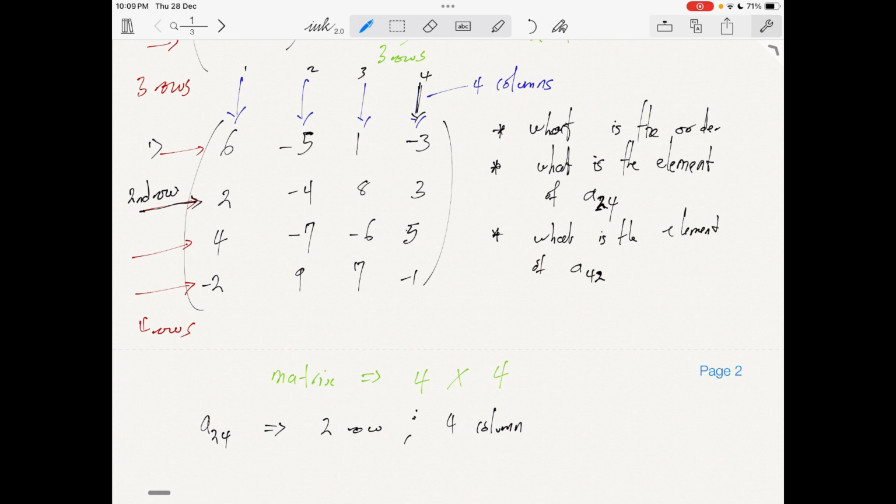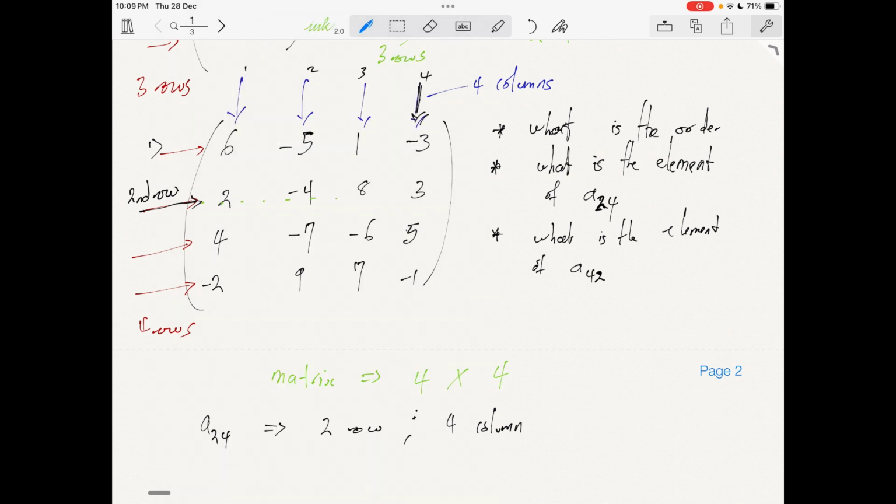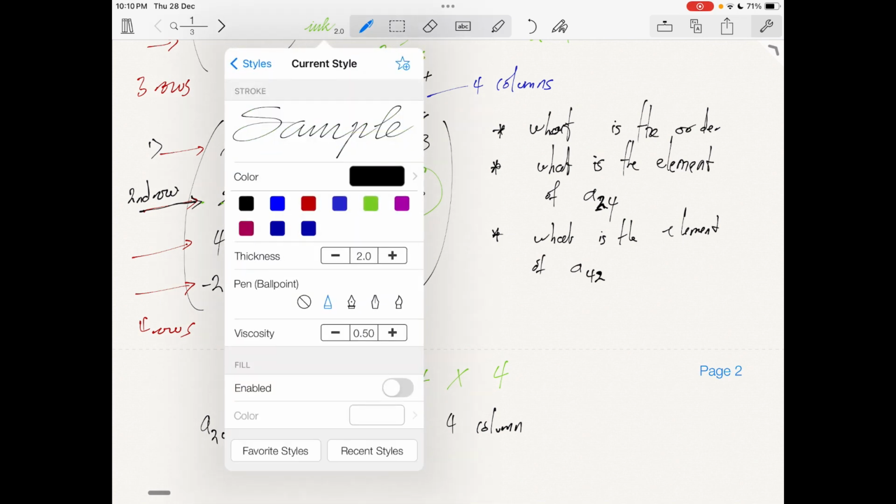Okay, so where these two values intersect will be our answer. So we have this and we have this. So our answer for the element of A24 is 3. Okay, so the answer is 3.